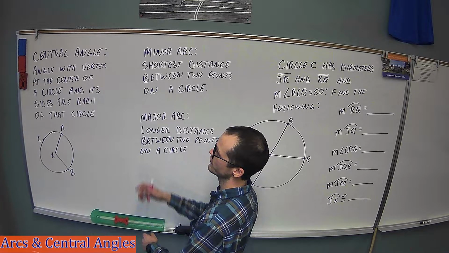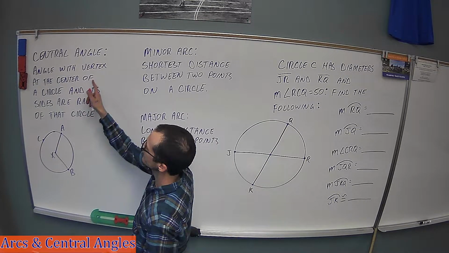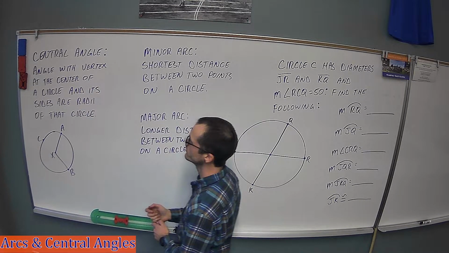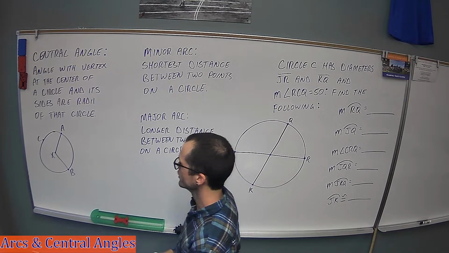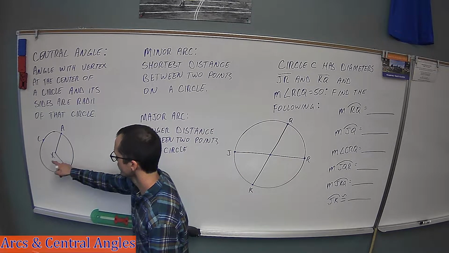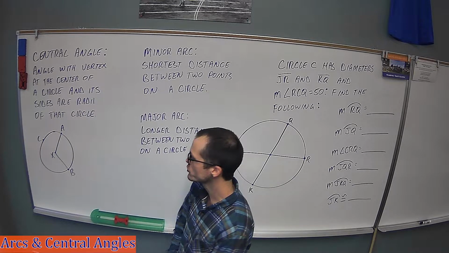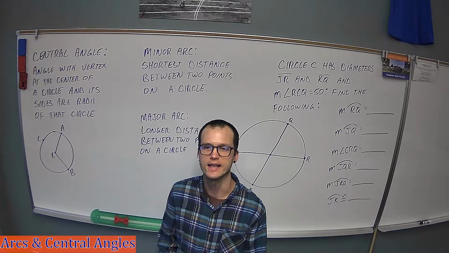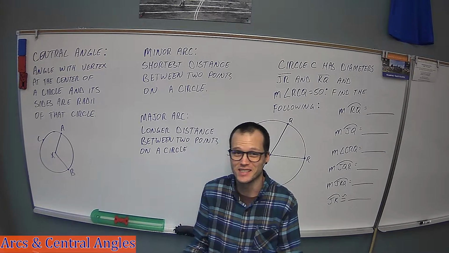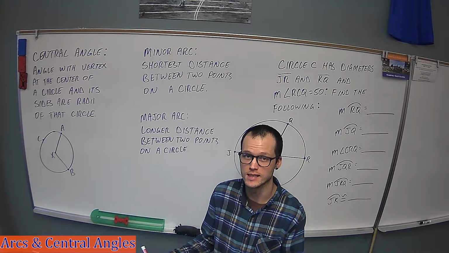Central angle. That's an angle with a vertex at the center of a circle, and its sides are radii of that circle. So here we go. We have this circle. It's named X, and angle AXB is a central angle because its vertex is at X. And that's all it is. It's just some angle with the vertex in the center of the circle.